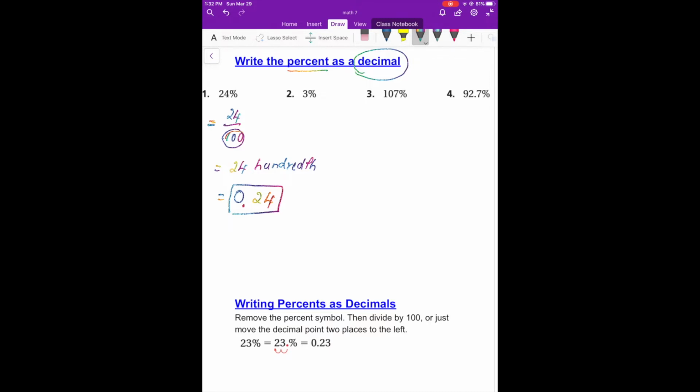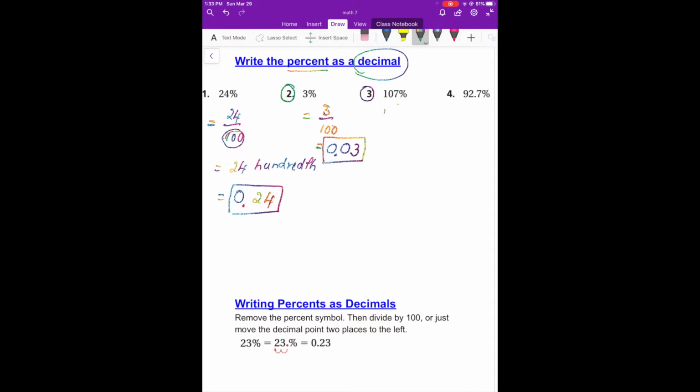Now let's look at number 2. Number 2 is 3%. So 3% means 3 over 100. That means 3 hundredths, so 3 should be in the hundredths place. So it is equal to 0. In the tenths place we don't have any number, so we need to put a placeholder 0, and 3 is in the hundredths place. So 0.03 will be the decimal form of 3%.